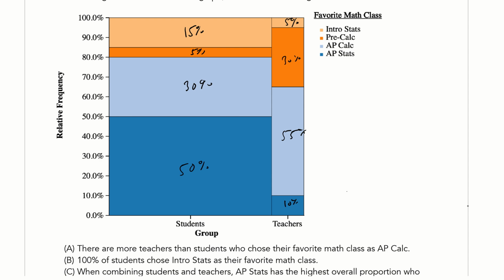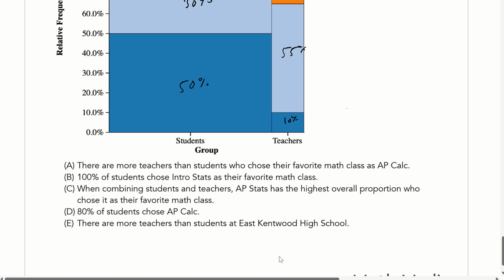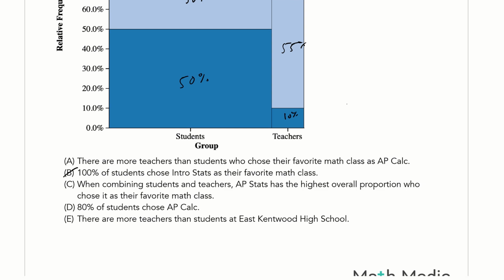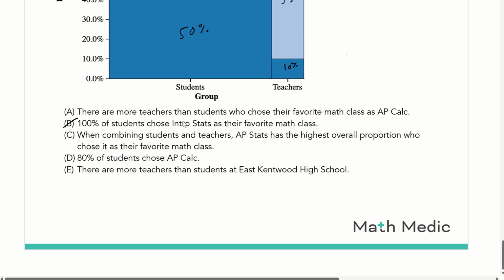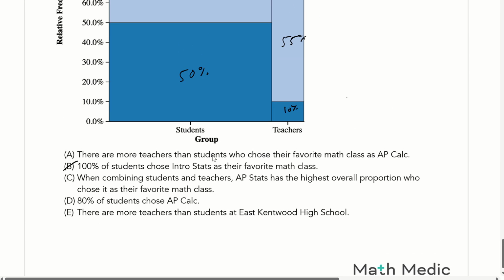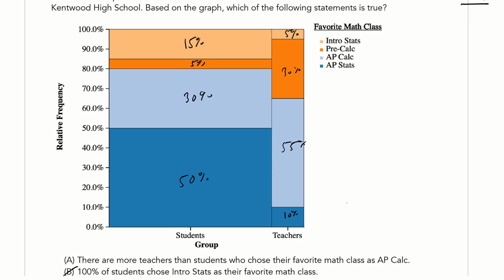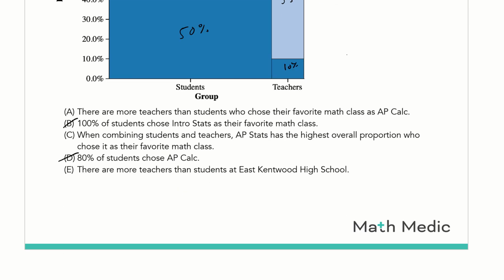All right, so let's see. So if 100, so definitely not 100%. That can't be right, that choose intro stats. It's only 15%, right, of students. 80% of students choose AP Calc? No, it's 30%, right? So not that one. Those are easy ones to get rid of. Now let's do the other one.